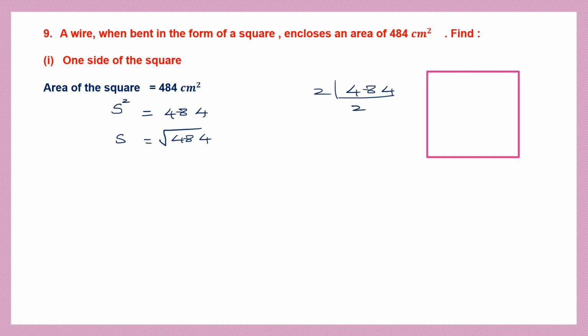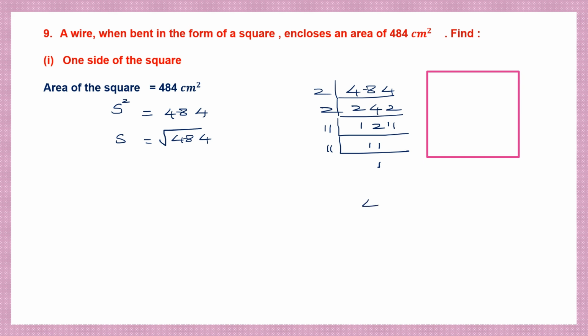2 2s are 4. This is a prime factor method. 2 4s are 8. 2 2s are 4. Continue. 2 1s. 2 2s are 4. 2 1s. Then here what do we have? We have 121. We can use 11. 11 ones are 11, and there's one more there, 11 ones. So continue, 11 into 1.